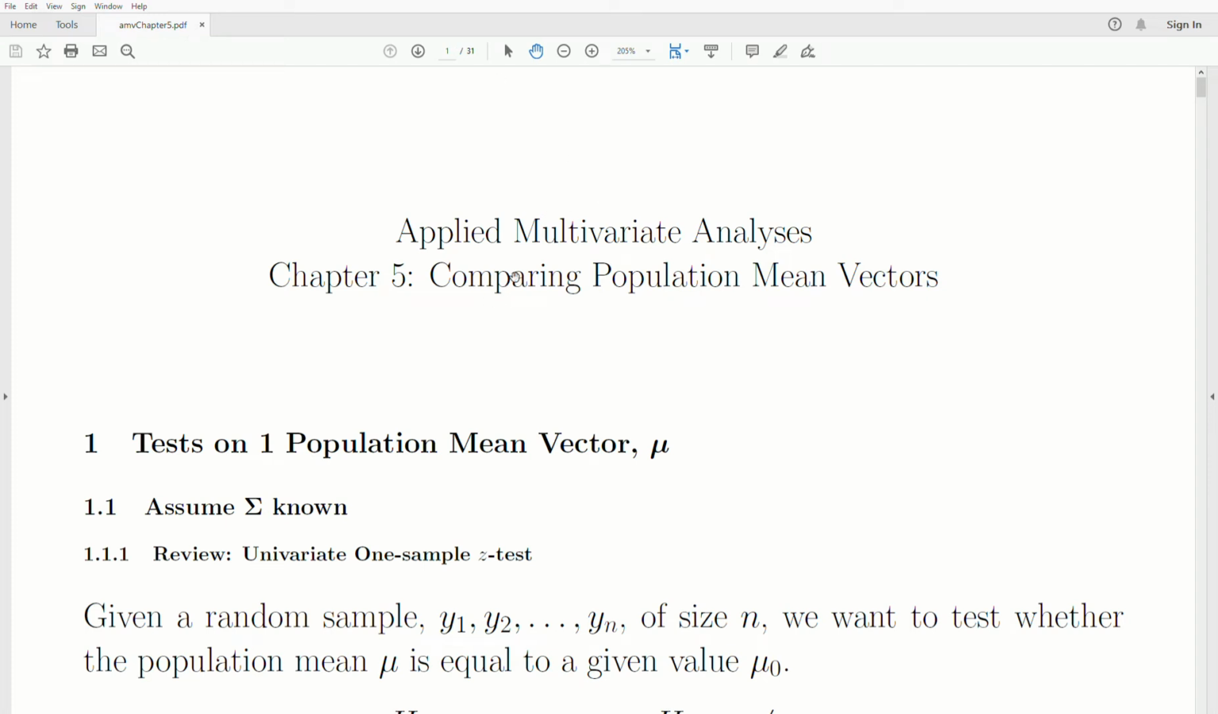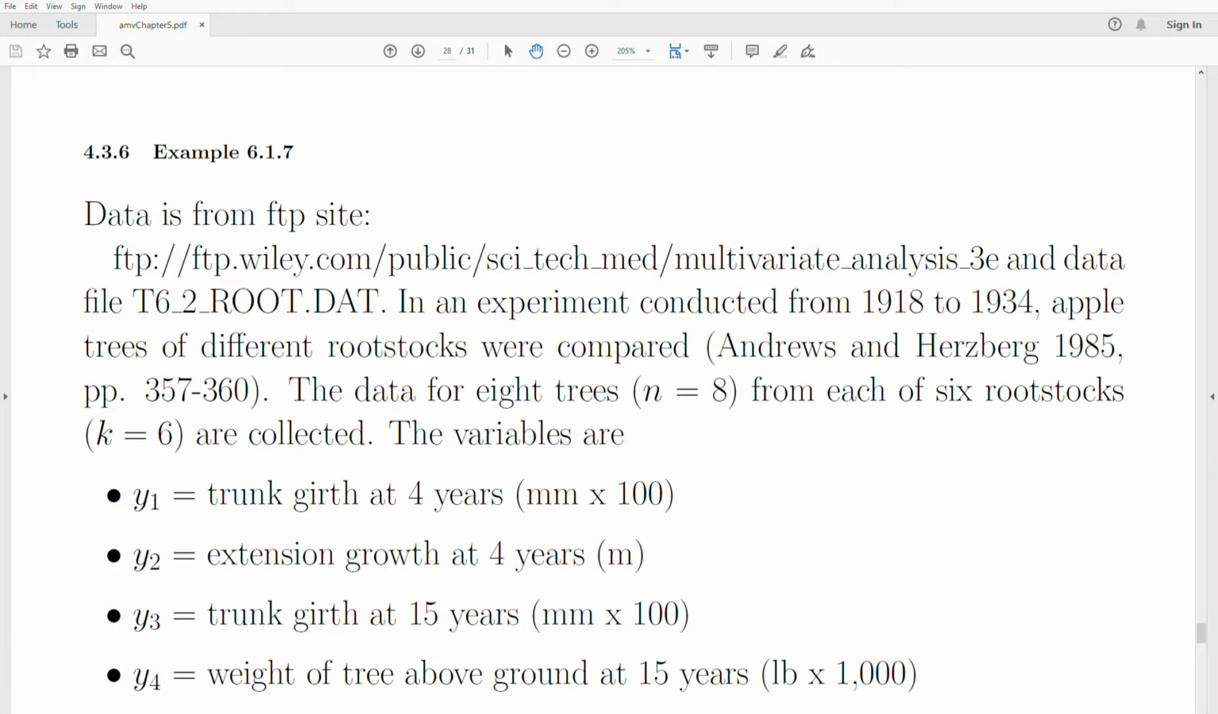Hello, this is the next video in a playlist that I'm calling Applied Multivariate Analysis. And we're in chapter 5 of this playlist, Comparing Population Means. And we're in part 3 of a little mini series that I'm calling MANOVA, which is Multivariate Analysis of Variance. In part 1, we gave some background, intuition and introduction to MANOVA. In part 2, we introduced 4 test statistics. And in part 3 here, we're going to do an example.